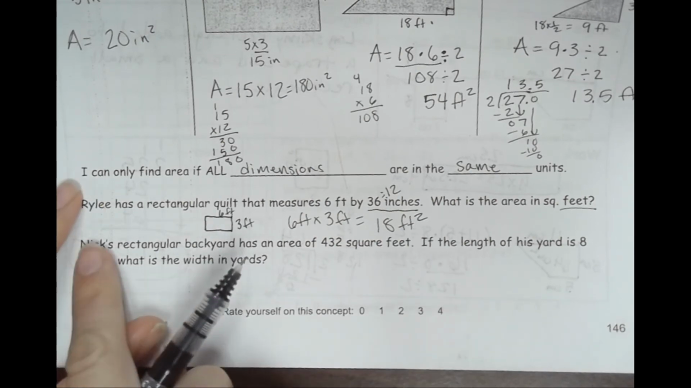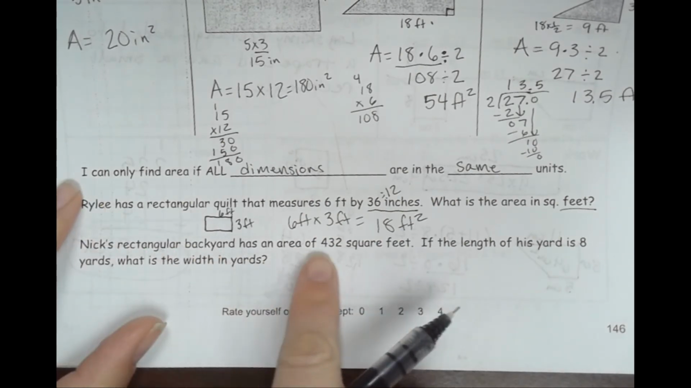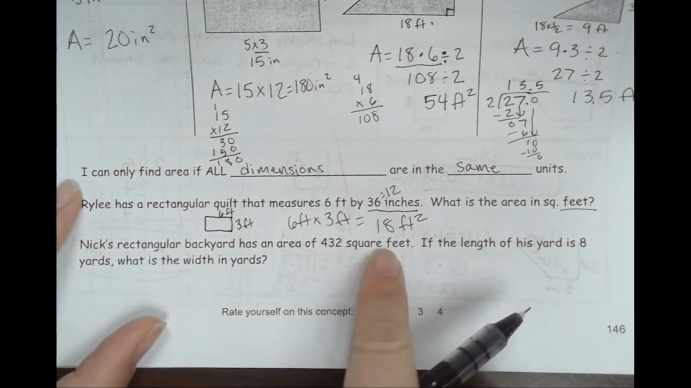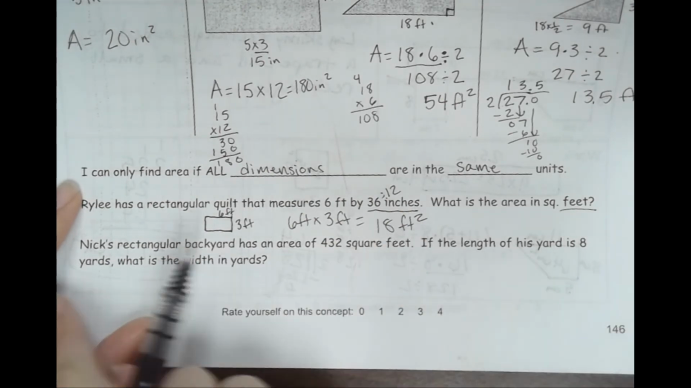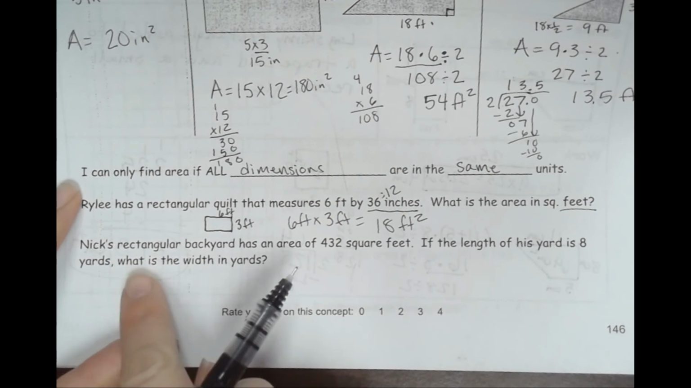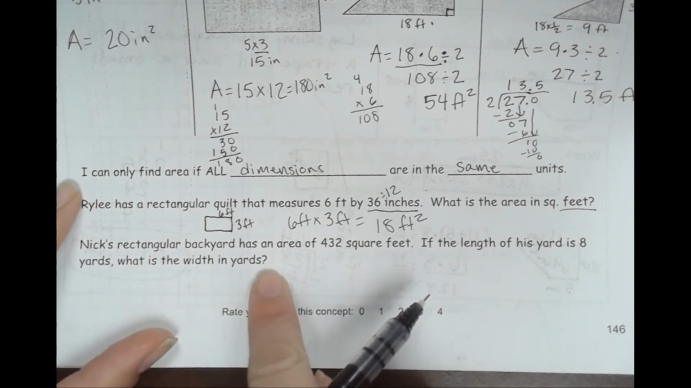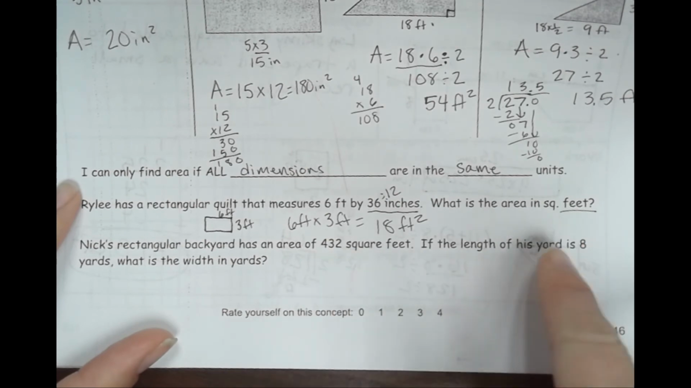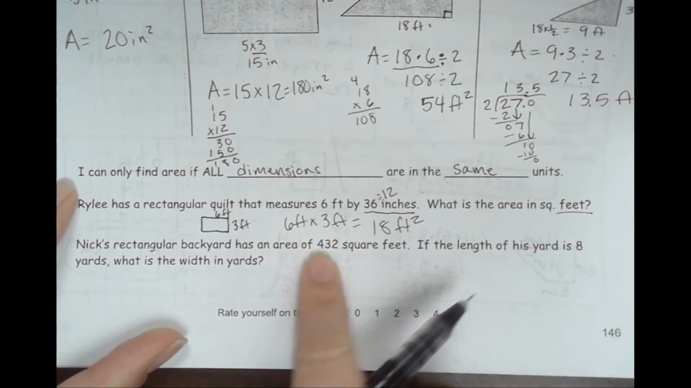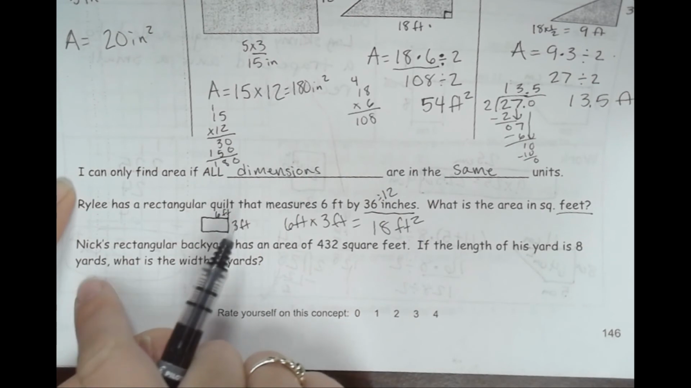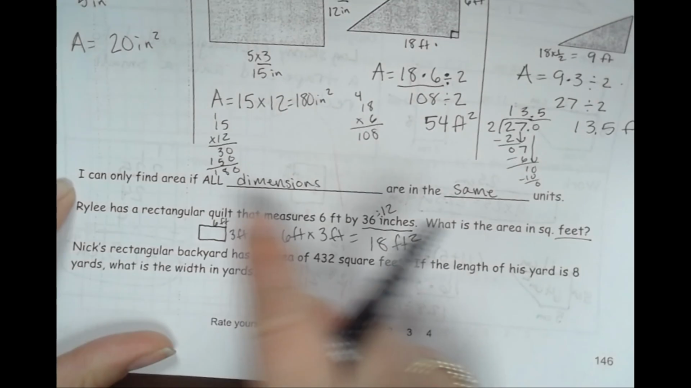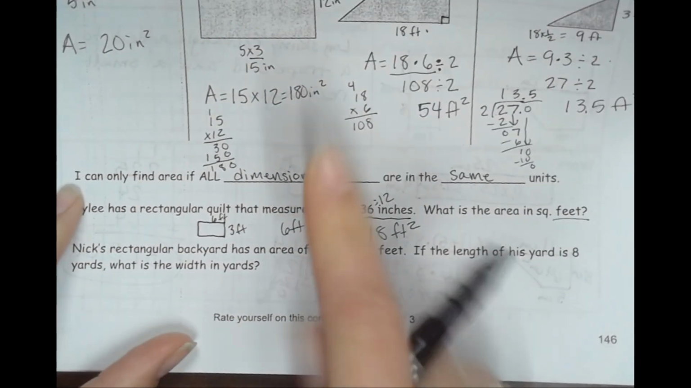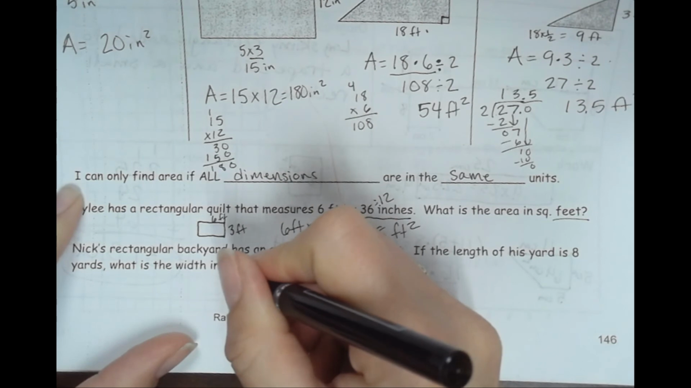Now this one says, Nick's rectangular backyard has an area of 432 square feet. If the length of his yard is 8 yards, what is the width in yards? Okay, I got square feet. I know how to find area. This would be length times width. But if this is an 8, I can't be using 8 because I've got square feet to begin with. But I want my final answer in yards.